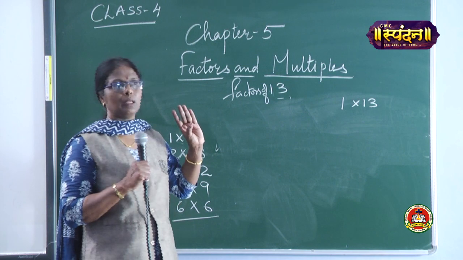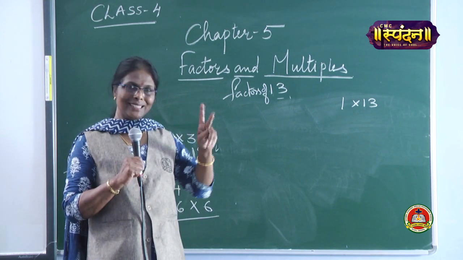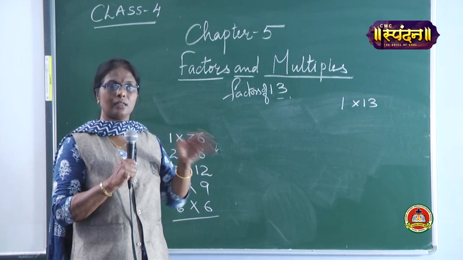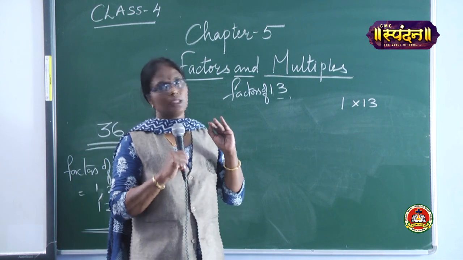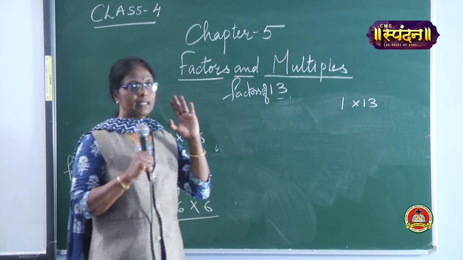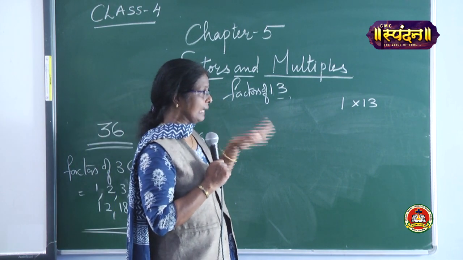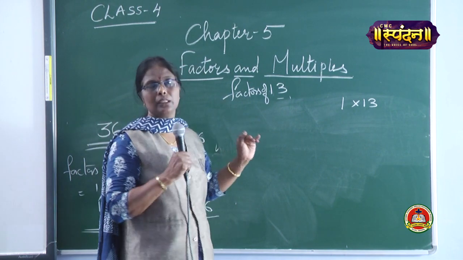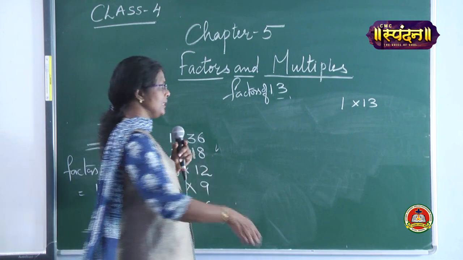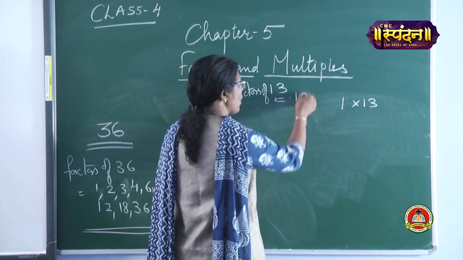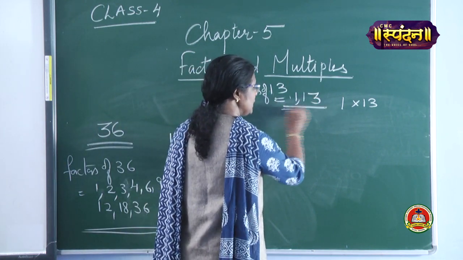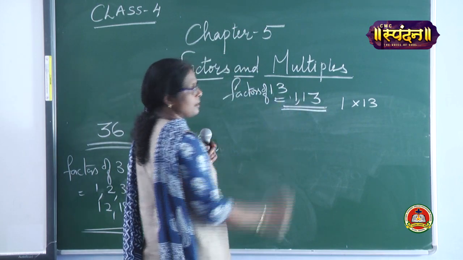Coming to 4, table of 4, if you see, 4 3s are 12, 4 4s are 16. We don't find 13 in the table of 4 also. We don't find 13 in the table of 5. That means 13 is not divisible by any number. It doesn't come in any multiplication table. So here the factors of 13 are 1 and 13. That means 1 and the number itself.